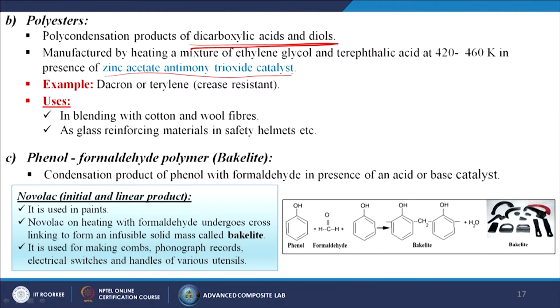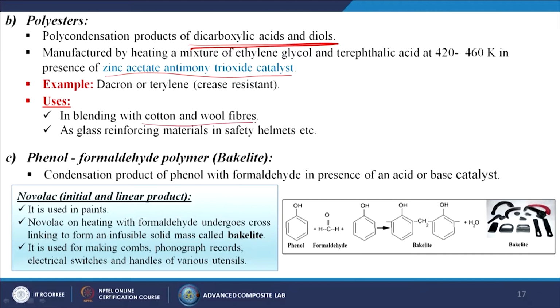Terylene is a material we generally use for suits or dress materials, and it is crease resistant. What is the use of this material? It is used in blending with cotton and wool fibers, and as glass reinforcing material in safety helmets.